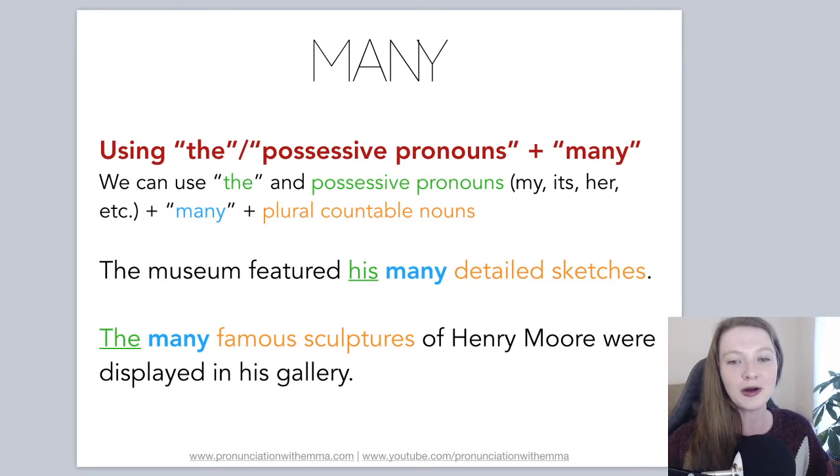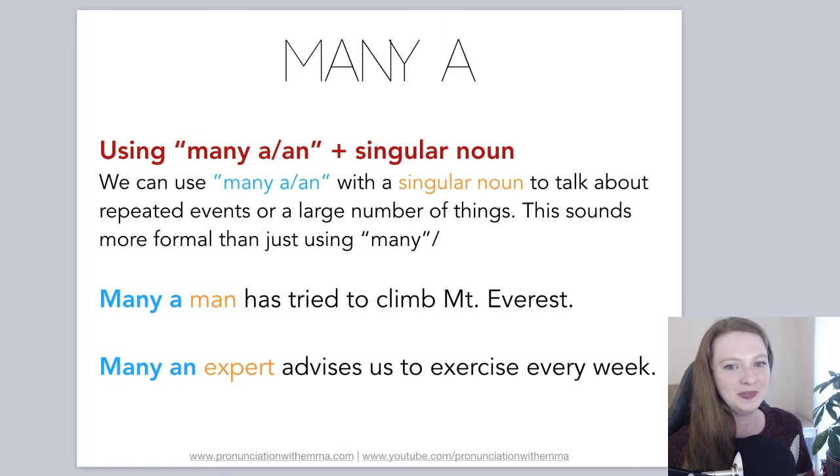So let's go on to many a. Now, this is the one that really catches people out, and it's only used in very formal situations, okay?